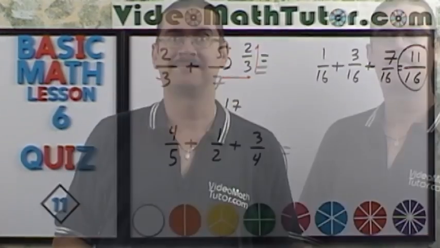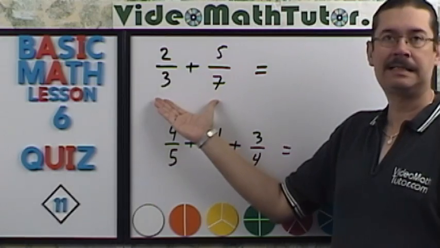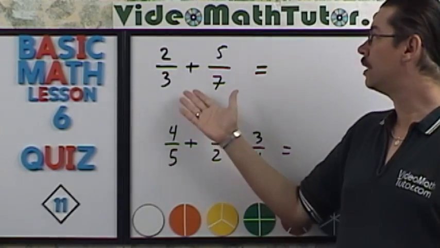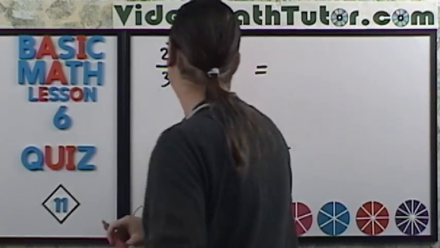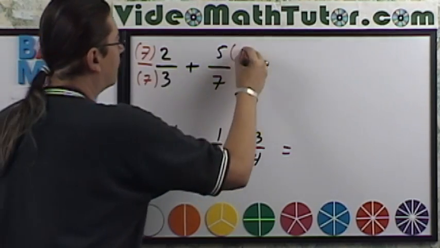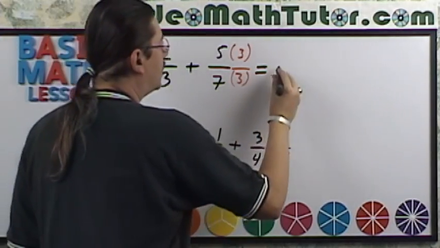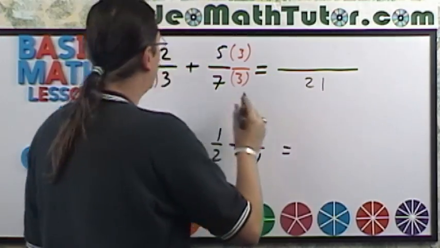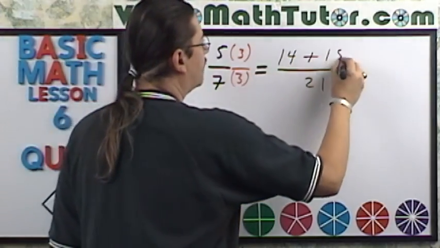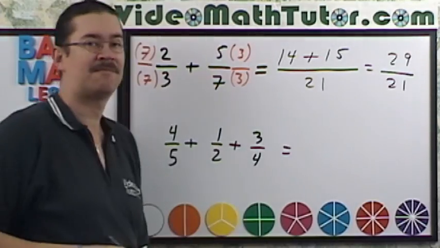Let's do some more. Now let's look at this fraction right here. I want to add these up. Well, what's going to be our LCD? Well, since 3 and 7 are prime, nothing in common, we just multiply one by the other. It's easy. So let's do that over here. So I'm going to put a 7 and a 7, 3 and 3. So our common denominator is going to be 21. 7 times 2 is 14, plus 5 times 3 is 15. We add that together, and we're going to get 29 21sts.